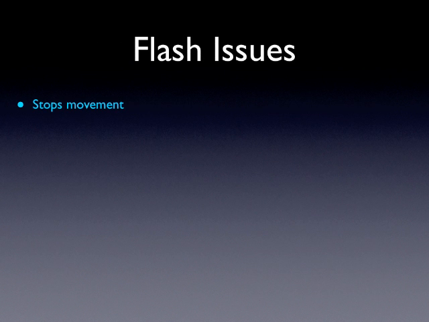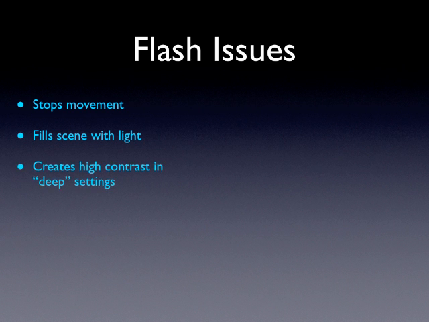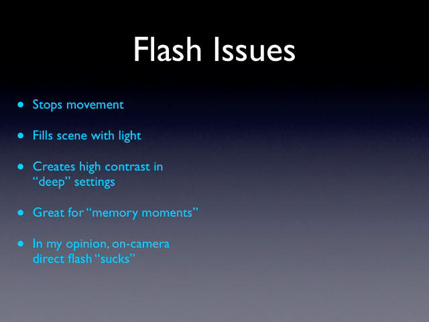The issue with the flash is that, first of all, it does stop movement if you're taking something that's moving quickly, or people. Number two, it fills the scene with light, so you're going to get a nice fully exposed picture. It creates high contrast in deep situations, meaning that if you take a picture of somebody in the middle of the room with a flash on and low light, that person will be properly exposed, but everything behind them will be dark or dismal or hard to see. If you like it, great. If you don't like it, you have to change your settings. Great for memory moments. However, in my opinion, on-camera direct flash sucks, just like this picture here.